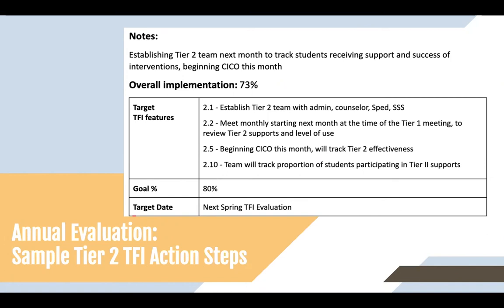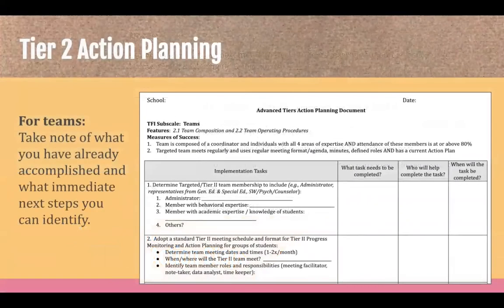A blank TFI document will also be provided as a resource within this module. In addition, within this module, we will provide an advanced tiers action planning document for use by teams just beginning Tier 2 implementation. The team action planning document helps teams to identify initial action steps and areas of priority when beginning Tier 2 implementation.